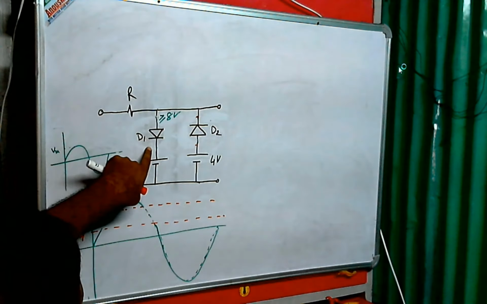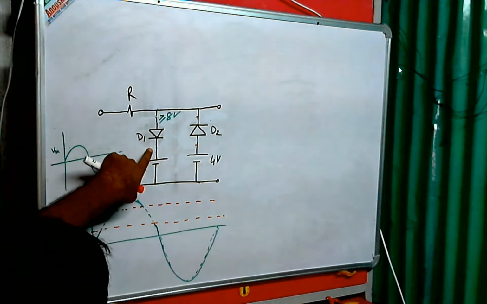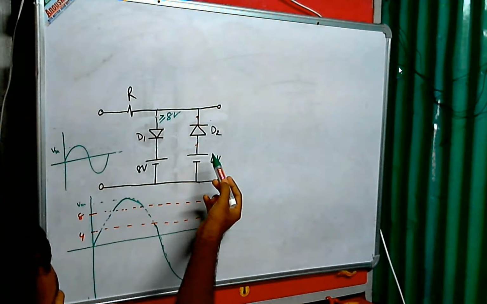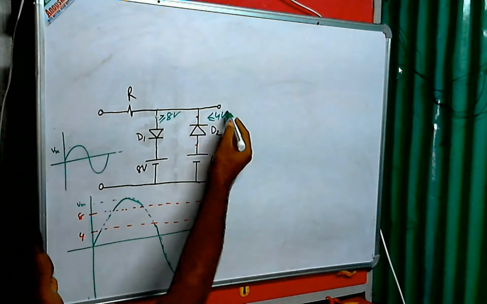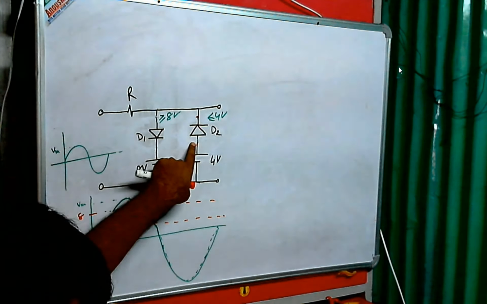So when it is greater than or equal to 8 volt, then only diode D1 will be on, because over here it is 8 volt. And diode D2 will be on, you can see, when this voltage is less than or equal to 4 volt. Then only diode D2 will be on, because over here the voltage is plus 4 volt.